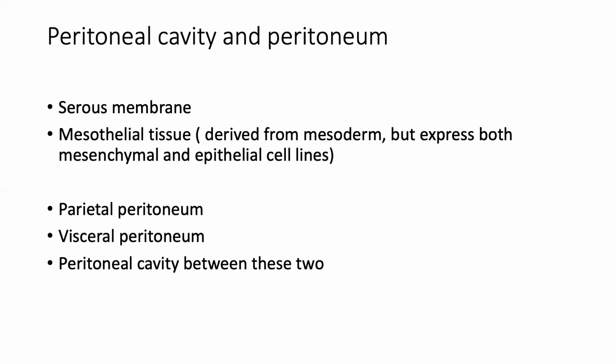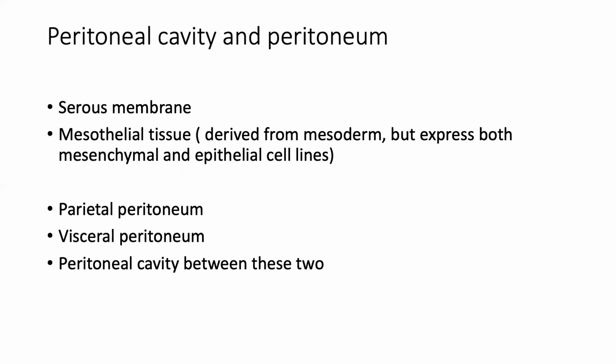So now we start talking about mesentery. We need to understand the peritoneal lining of the abdomen, the peritoneal cavity, and the peritoneum. So what is peritoneum? Peritoneum is a serous membrane, equivalent to the pleura.